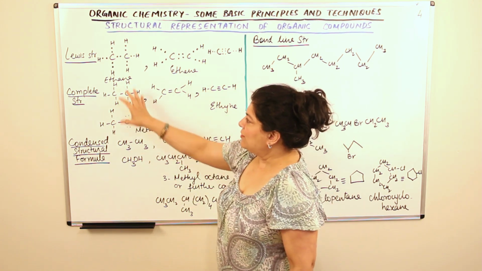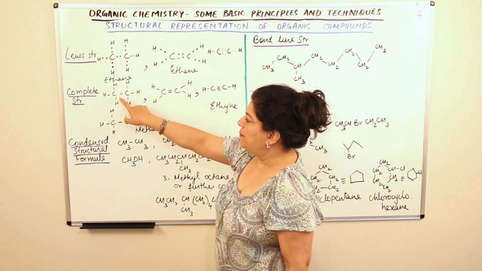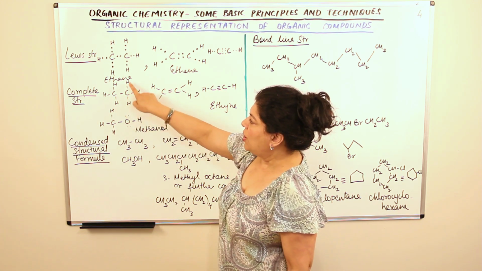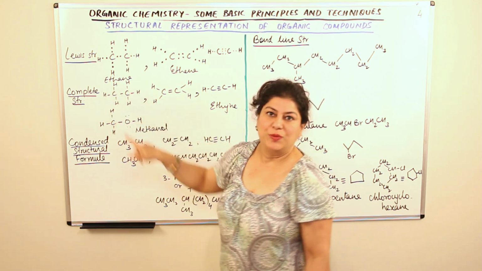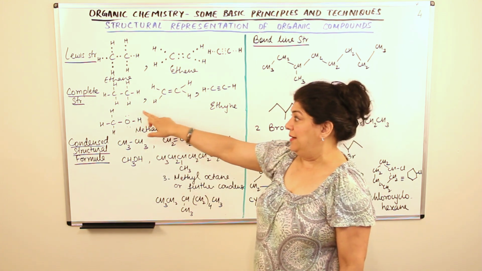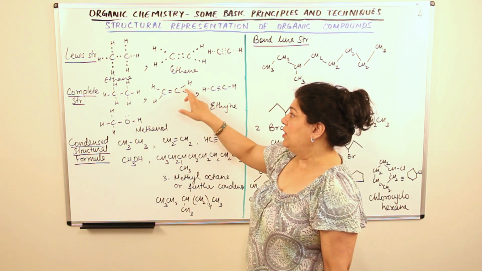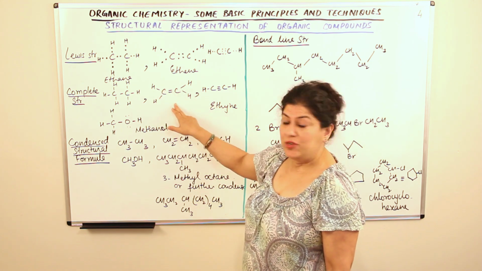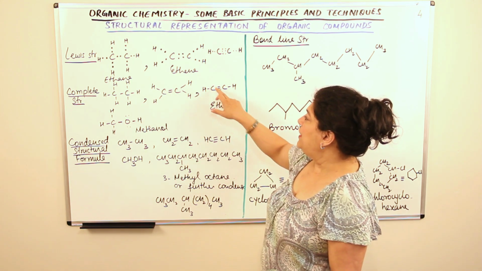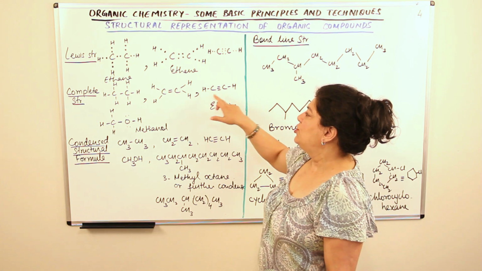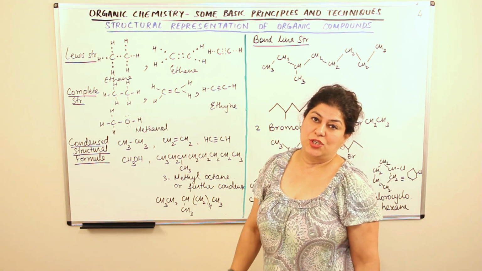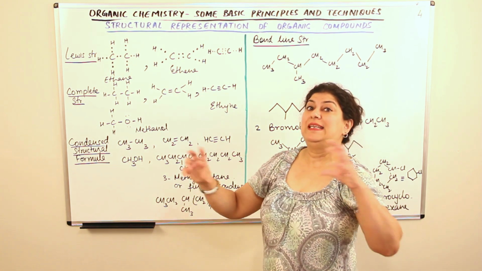So we come back to the same molecule. Now ethane would be represented by CC. There's a single bond. All the hydrogens have got single bonds with them. Ethene would be with a double bond, and these are single bonds with hydrogens. Ethyne would be carbon-carbon triple bond and two single bonds with the two hydrogens. So this is a complete structure.